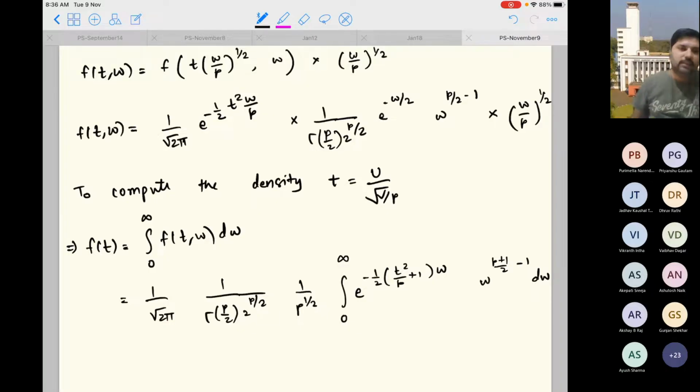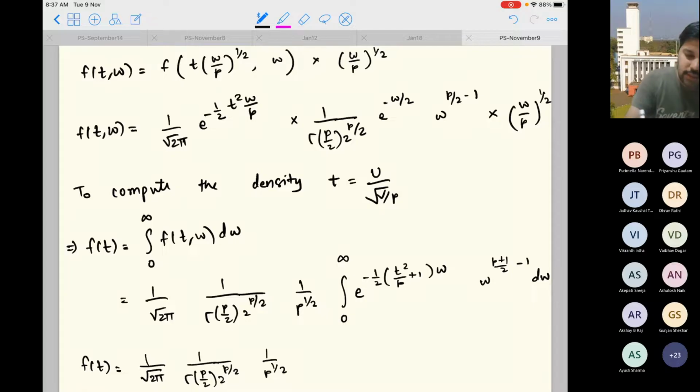This is just simple calculation that I have done. And now you realize this particular integral is basically a gamma integral, right? So you can use the formula of the gamma integral. So what you get as your Ft is 1 upon root 2 pi, 1 upon gamma P by 2, 2 to the power P by 2, 1 upon P to the power half. Okay, so this is what you will get.